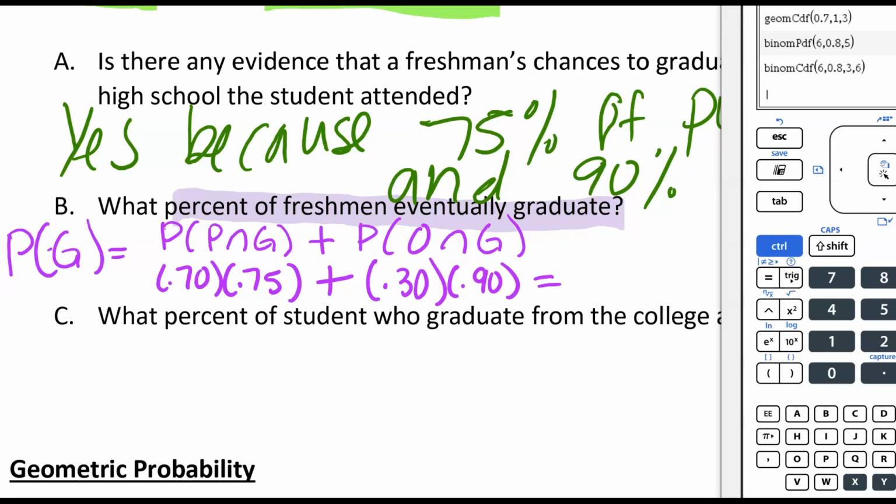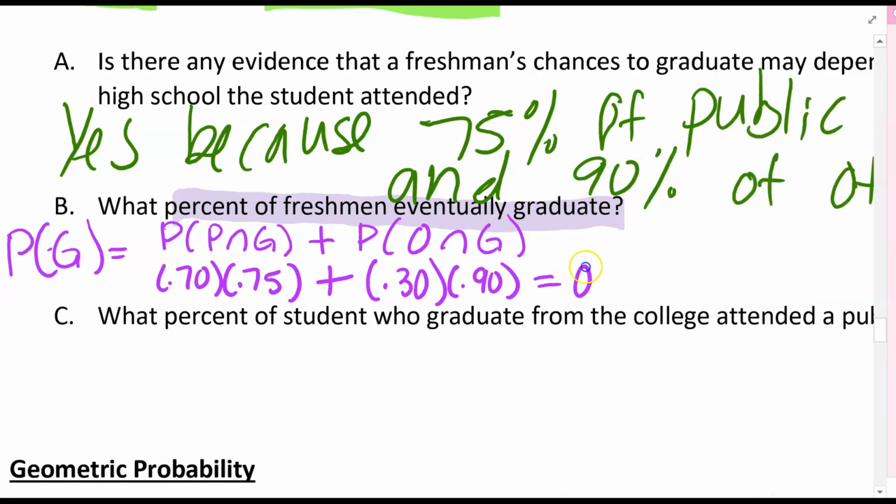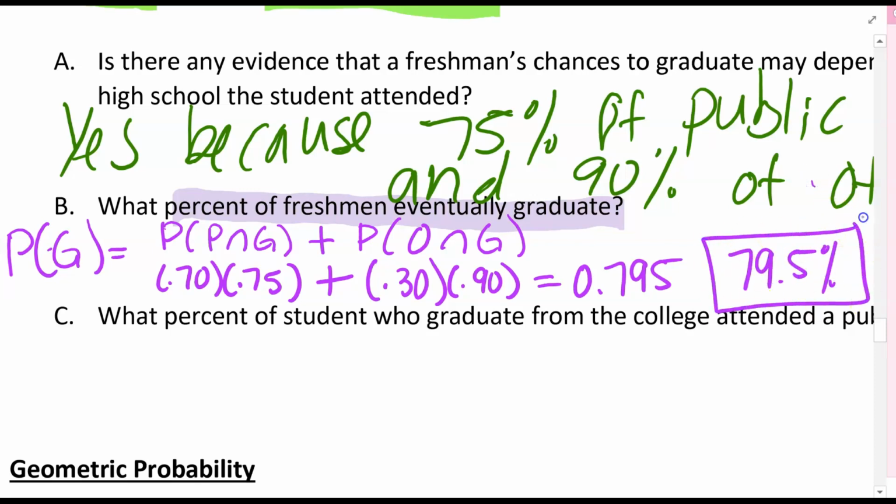Okay, ready? So go ahead and calculate that. You're going to do 0.7 times 0.75. And then you're going to add 0.30 times 0.90. You should get 0.795. You're like, huh? 0.795. Which is about 79.5%. Yes.